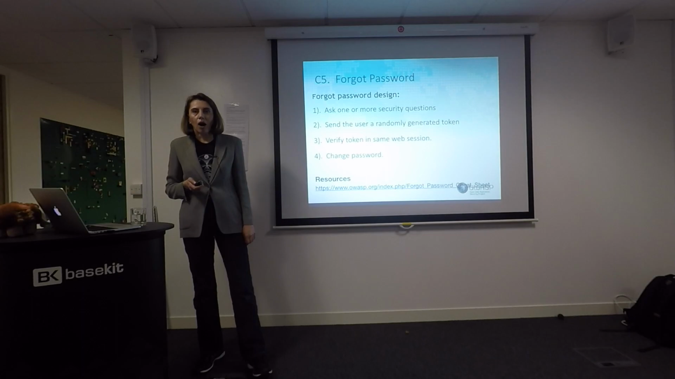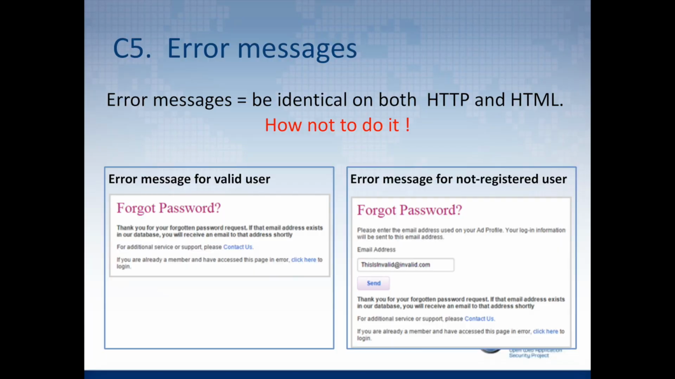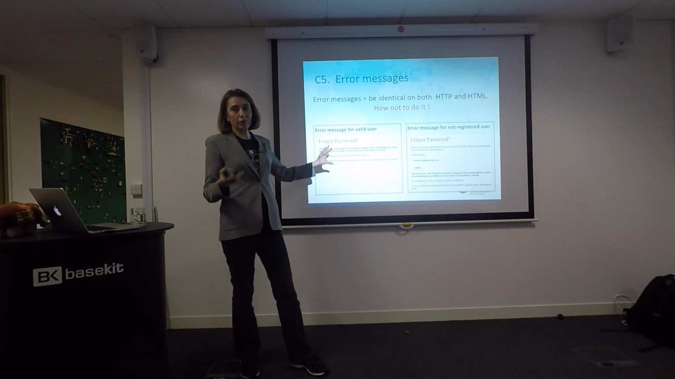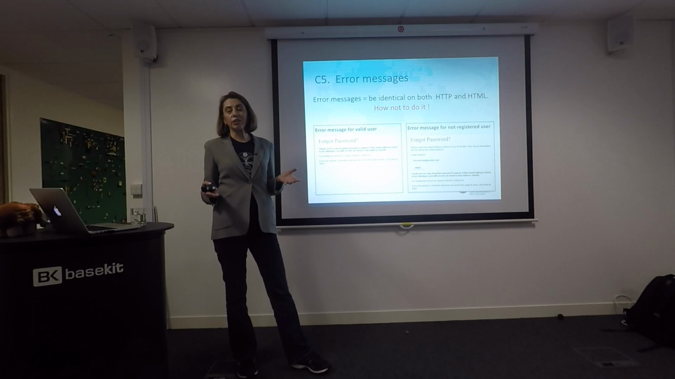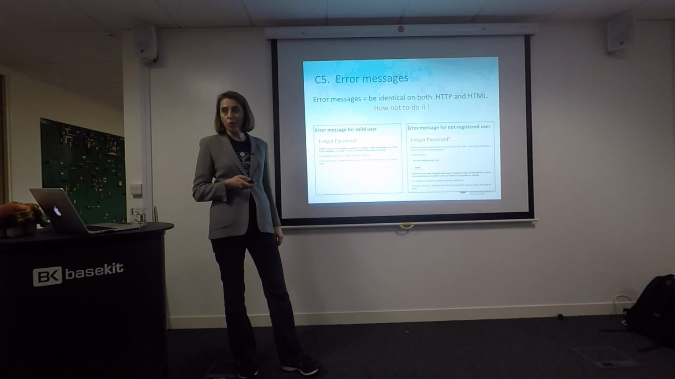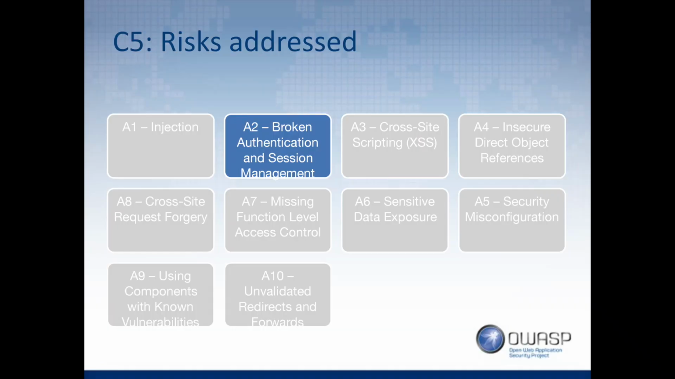Also, error messages are important, and it's important to design the messages in such a manner that they do not disclose information about your users. And here is an example of how not to do it, and you can find quite a few of these out there, where you have a message when the user is valid in the database, and a different message where the user is not found in the database. You don't need to be a hacker to figure out which is the valid user and which is not a registered user yet. All you need is to poke around the application a little bit, see how the application behaves in certain scenarios, and then see which is the user or not. So the way to do it is to actually use the same HTTP header, 200 OK, and the same HTML message in both scenarios.